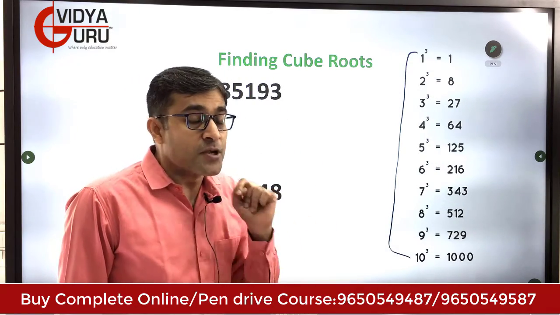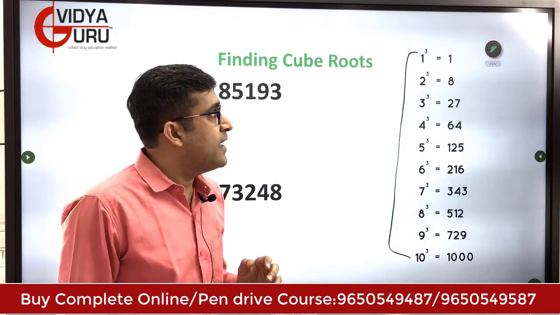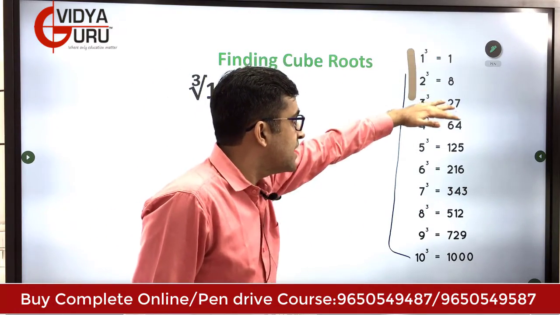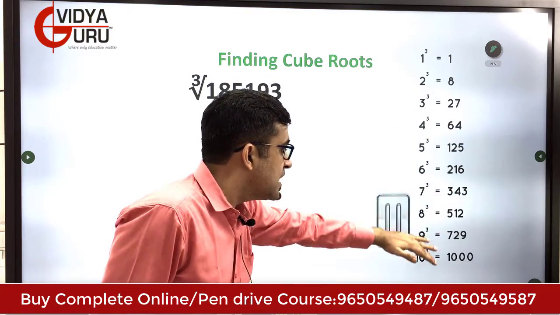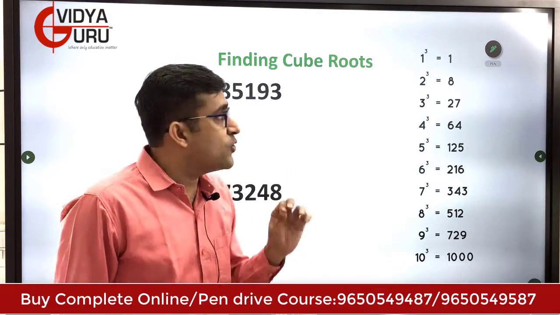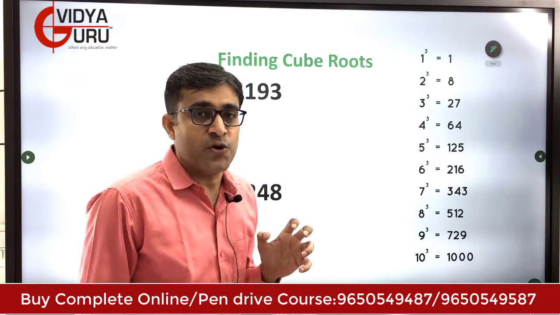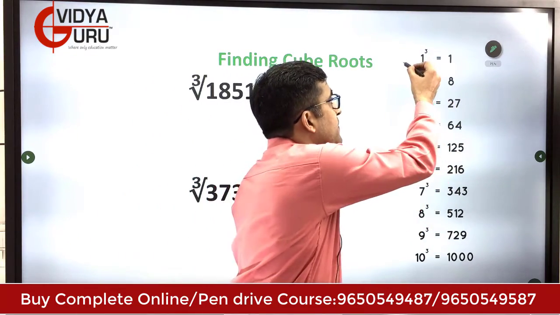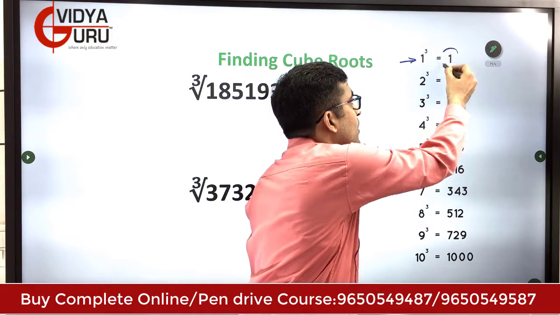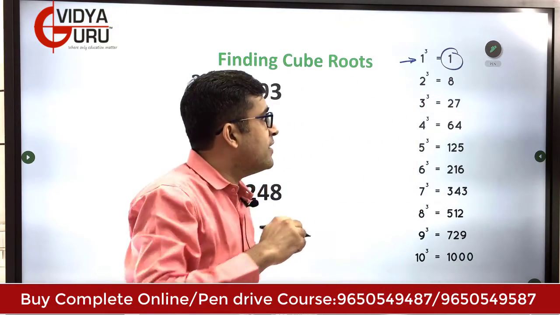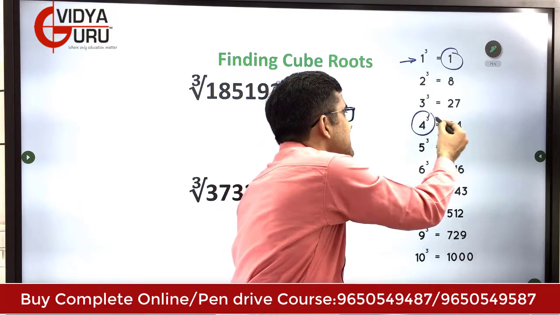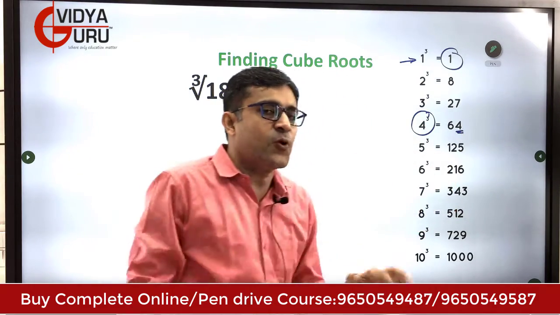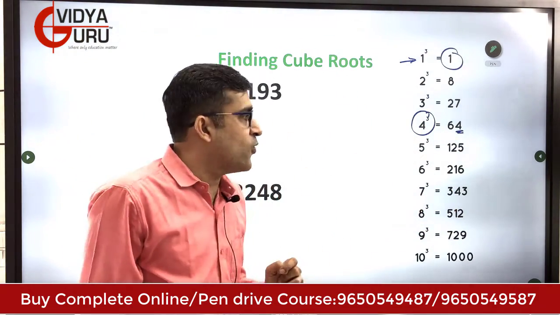The important aspects I am going to highlight, and what are those important aspects? The important aspects are, students, the unit digit. The units digit has to be understood. When I talk about 1, 1 cube is 1. 4 cube ends in 4, because 4 cube is 64.